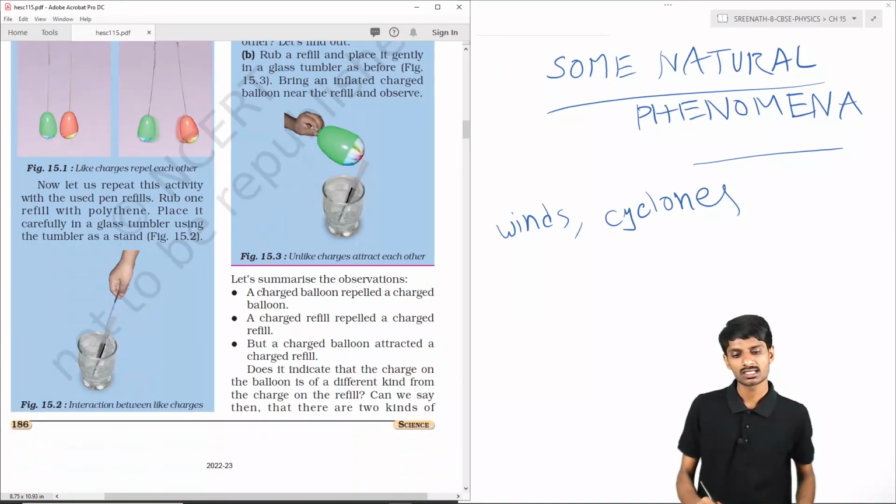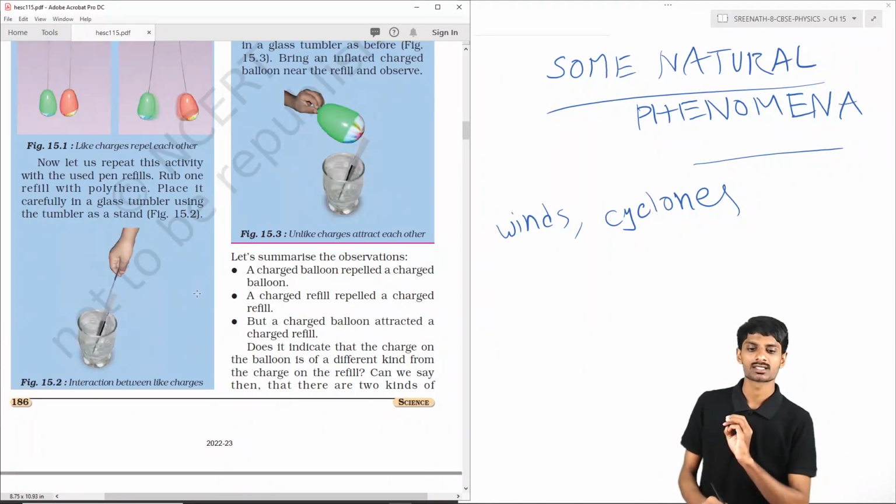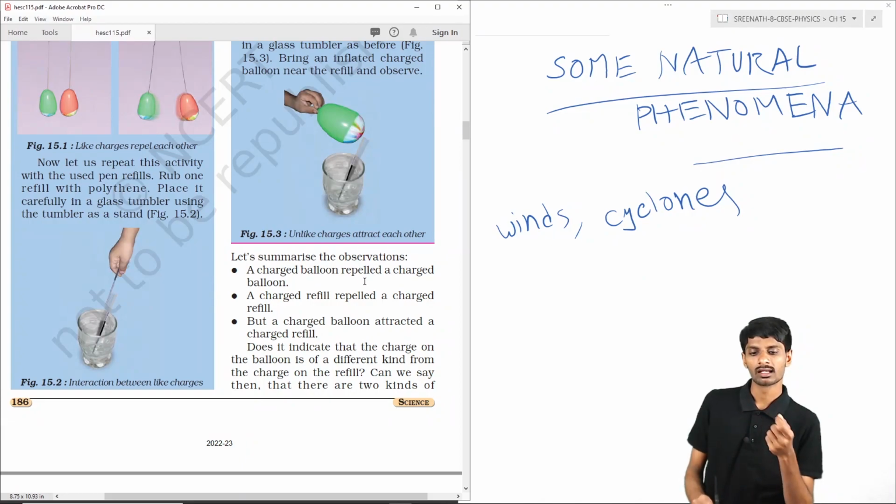From all these things, the summary, students, is that a charged balloon repels another charged balloon. Whenever there are two charged balloons, they repel. And if you take two charged refills, they also repel each other.